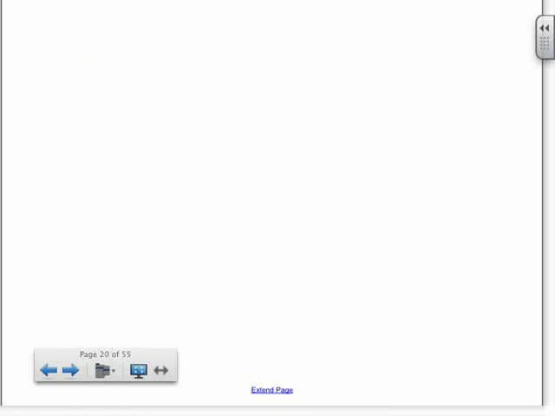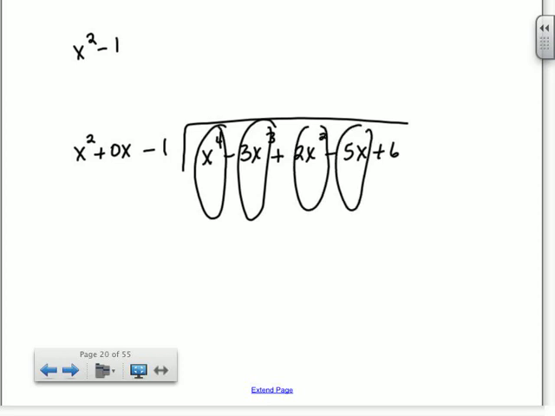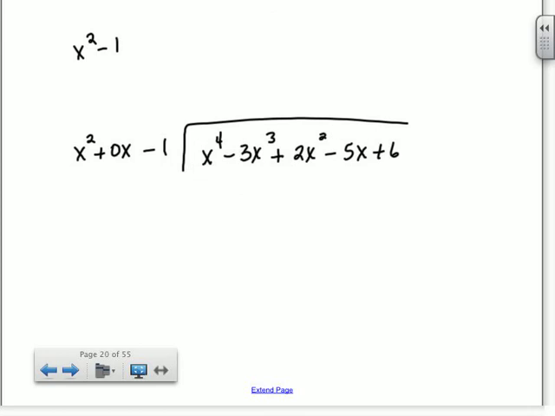Okay, so let's say we have x to the 4th minus 3x cubed plus 2x squared minus 5x plus 6. And I want you to divide by x squared minus 1. So what are you going to write over here? X squared. Are you just going to write x squared minus 1? No, you write x squared plus 0x minus 1. That way all of your terms are going to line up. So you'd have like all the x cubes, all the x squareds, all of the x's, and so on. They would all line up. Okay, so go ahead and try that one.